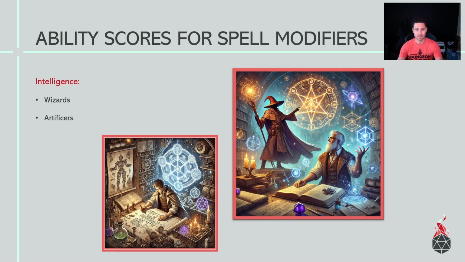More importantly, your ability scores for your spell modifiers. These are where your character gets their power from their character sheet. So the first one we have is intelligence. These are your wizards and your artificers. Certain subclasses of other classes base on the wizard spellcasting, so they would also be intelligence based. But as far as just the normal spellcasters, wizards and artificers are the two that are intelligence based. That means their intelligence stat is what's going to determine their spell power.